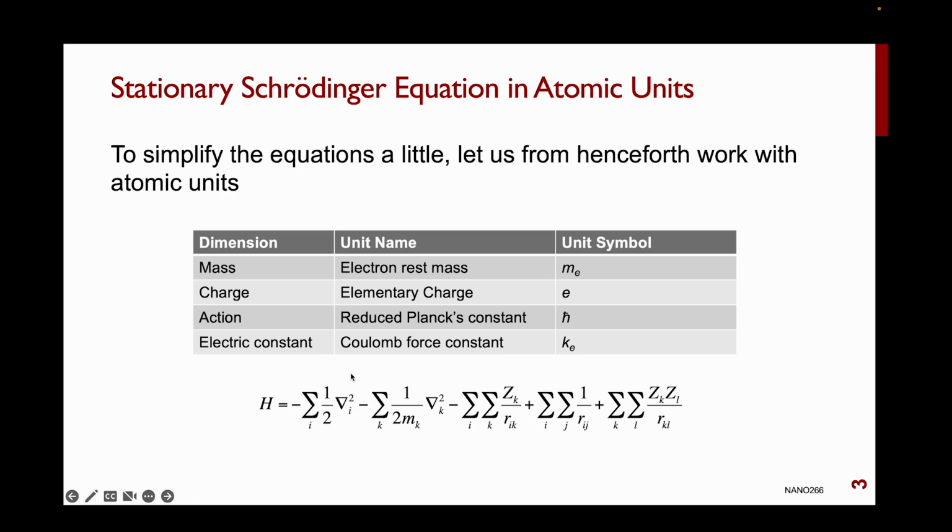What you see is that this is my kinetic energy term for electrons. I no longer have the electron mass, because now the electron mass is basically my unit of mass, so this is just a half. I still have my reduced mass for my nuclei, and my electron charge terms also disappear because my electron charge is my unit of charge. So we are going to use this simplified equation from now on, just for simplicity's sake.